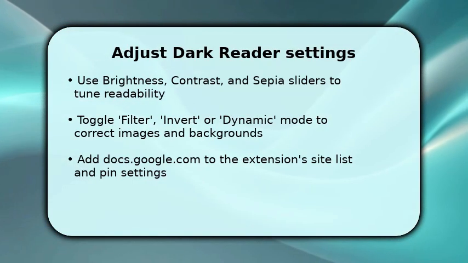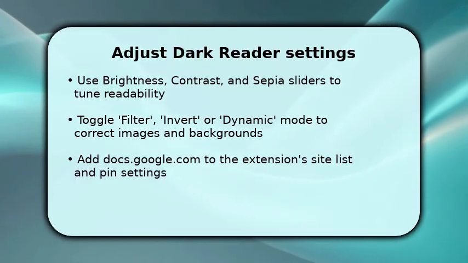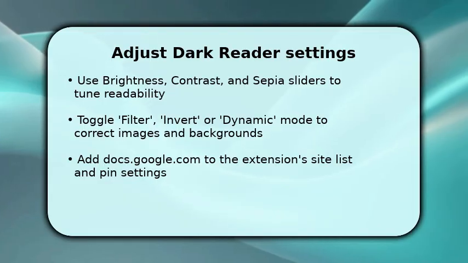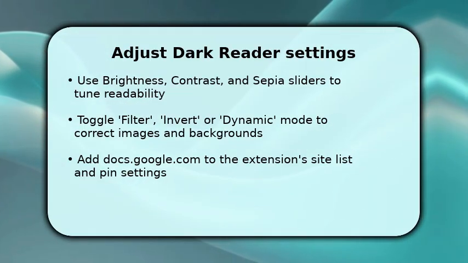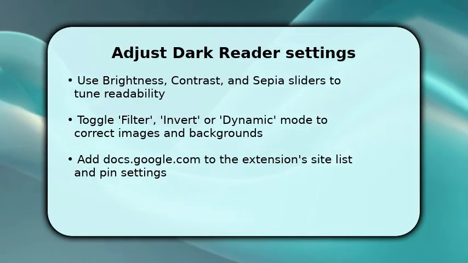Once Dark Reader is active, you should customize its settings for best results. You can use the brightness and contrast sliders to match document visibility to your ambient light, make small changes, and read a paragraph to check.